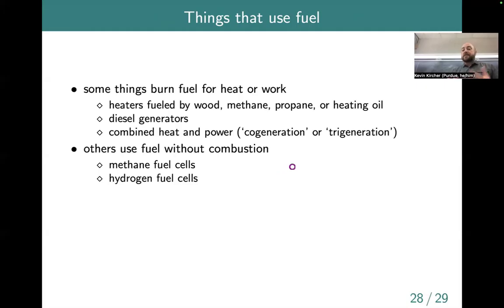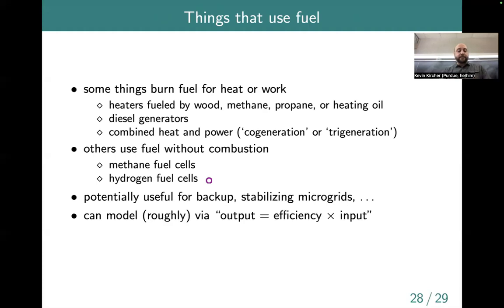And then there are ways to use fuel to basically get the energy that's stored in the chemical bonds in the fuel without burning it. So by undergoing other reactions, so not combustion reactions. So a natural gas or a methane fuel cell is one example there. Hydrogen fuel cells are another example.